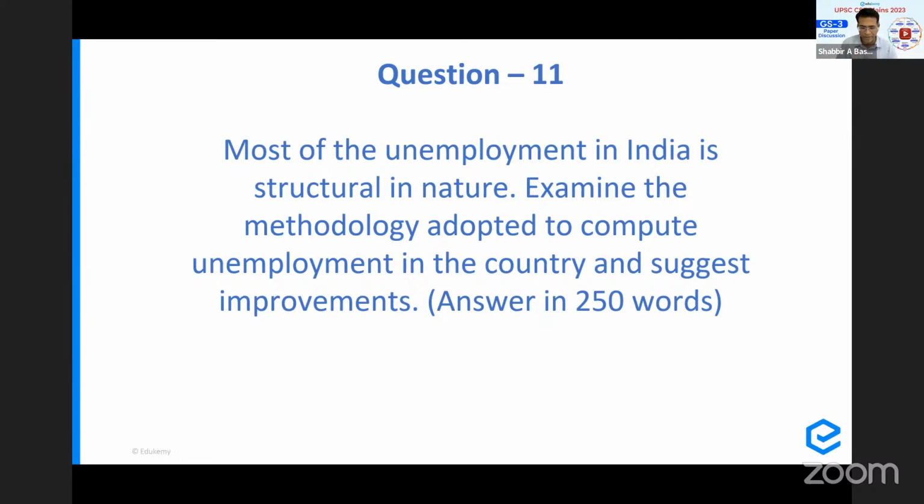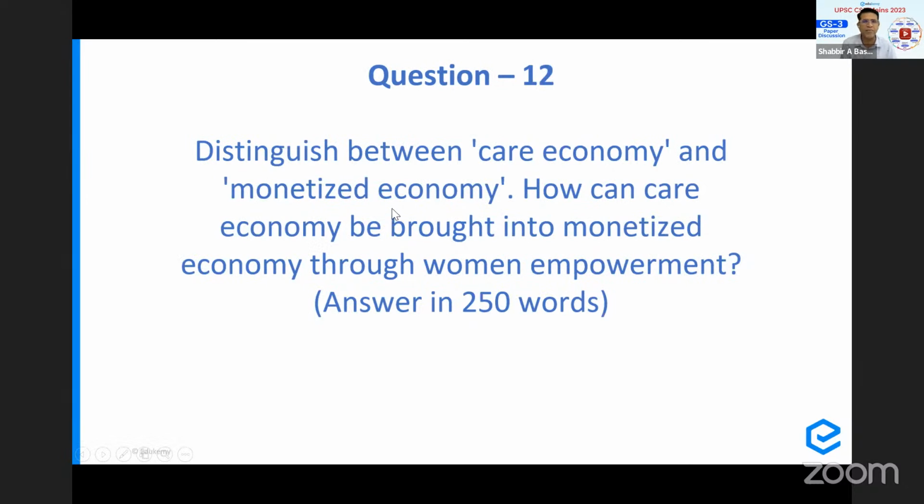Question number 12. Distinguish between care economy and monetized economy. How can care economy be brought into monetized economy through women empowerment? I think I like this question. Very well framed, and it requires some application of what we have read.